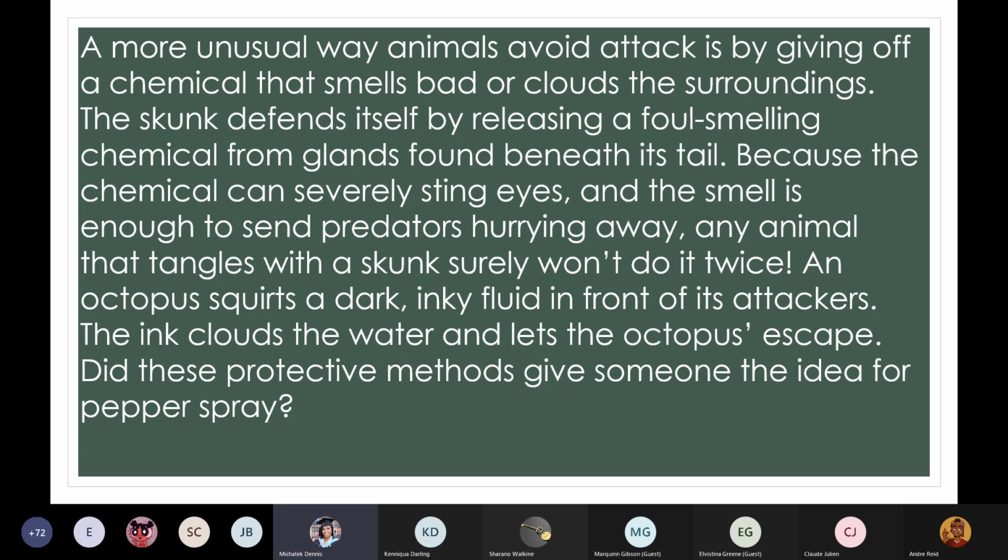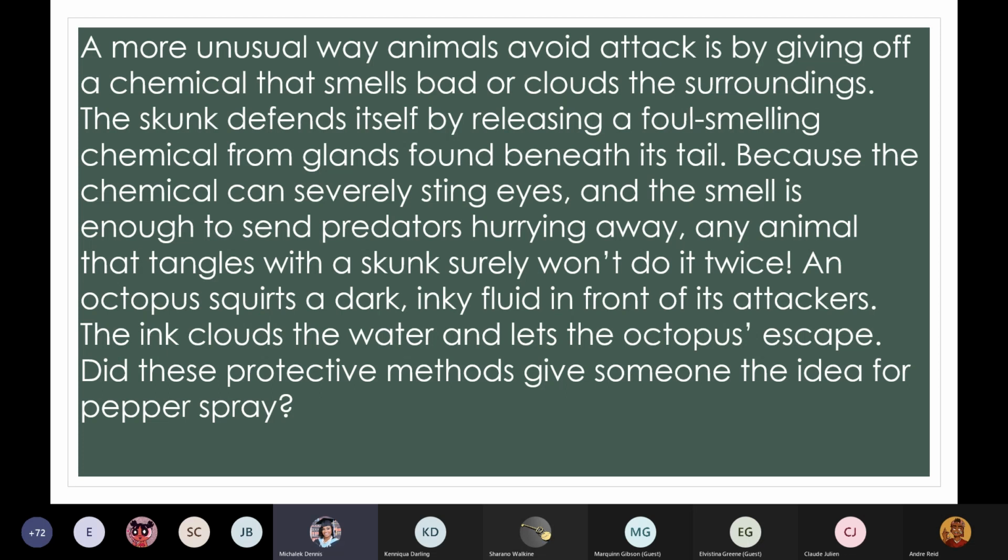All right. So let's read together. A more unusual way animals avoid attack is by giving off a chemical that smells bad or clouds the surroundings. The skunk defends itself by releasing a foul-smelling chemical from glands found beneath its tail. Because the chemical can severely sting eyes and the smell is enough to send predators hurrying away, any animal that tangles with a skunk surely won't do it twice.